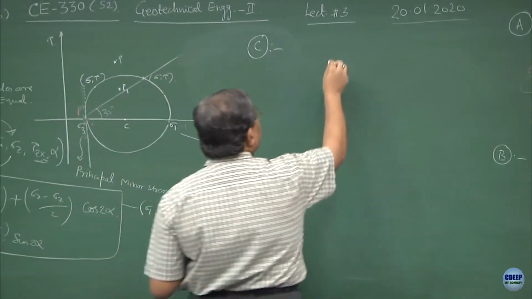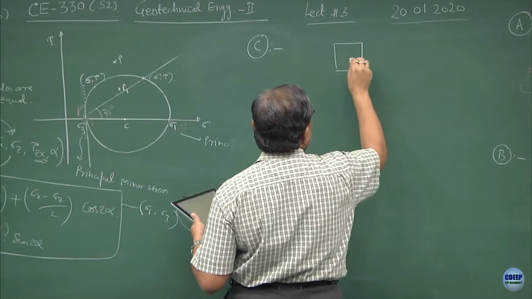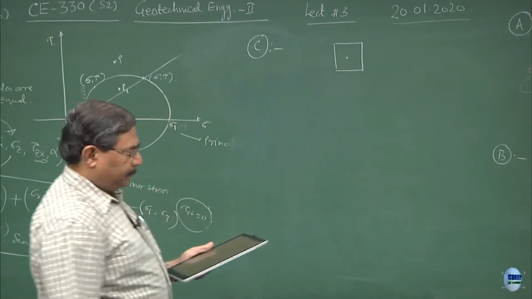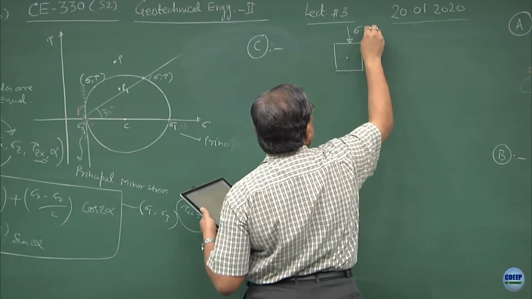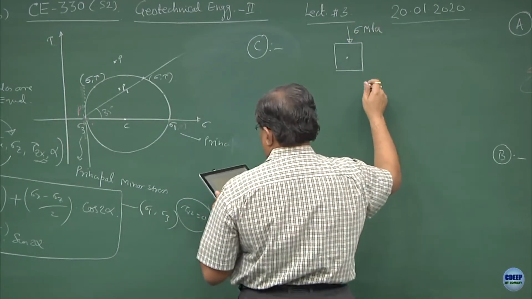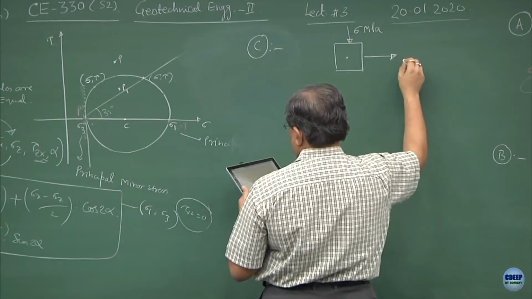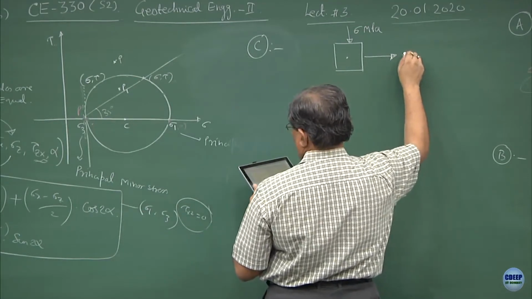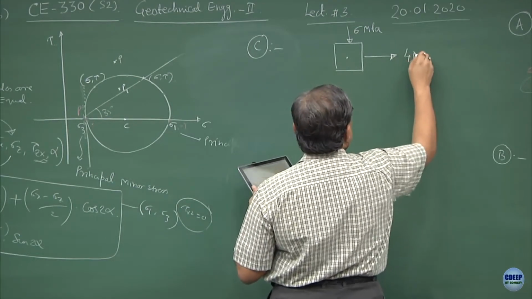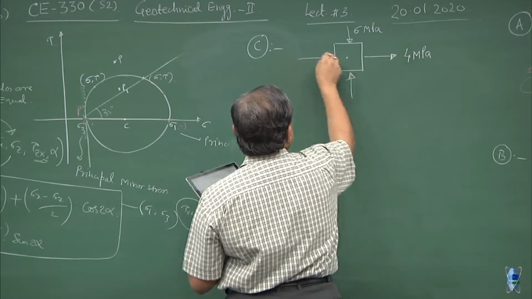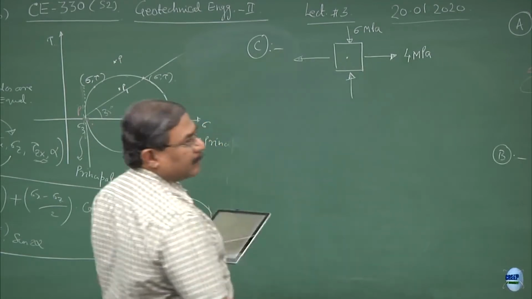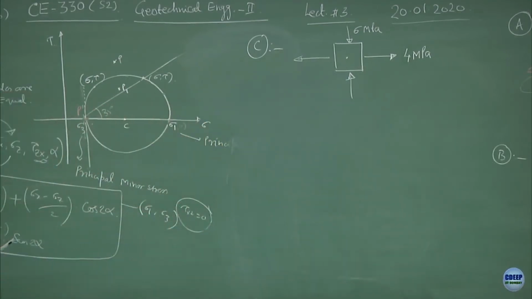The state of stress is defined as, this is the element of the soil, you have a compressive stress acting over here, there is a tensile stress acting over here, this is the compressive stress, this is the tensile stress. So, tensile stresses are always negative, compressive stresses are always positive.